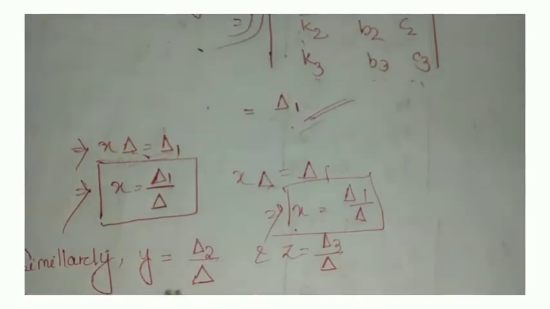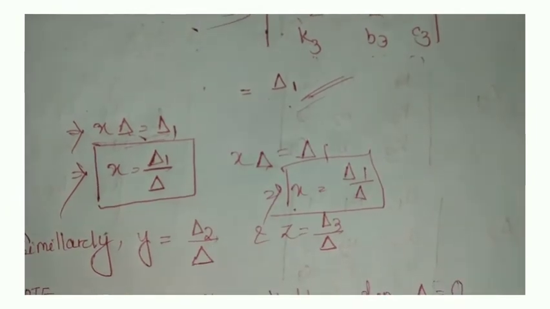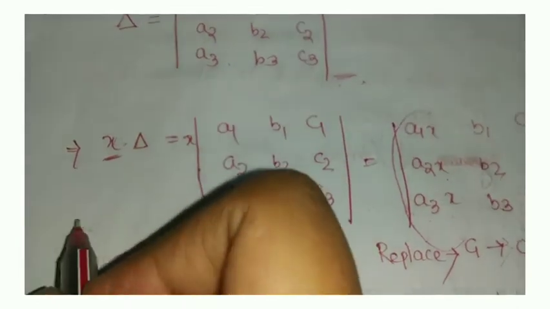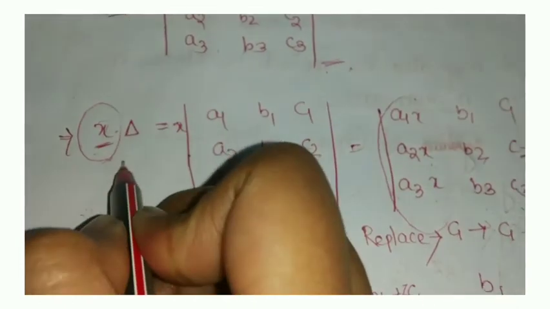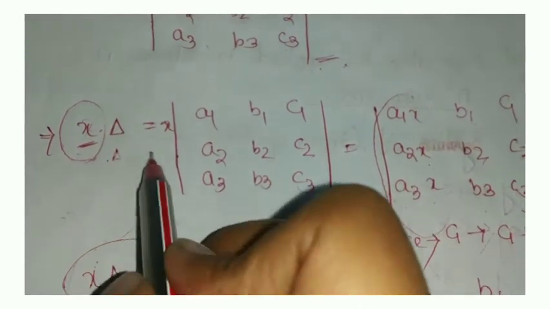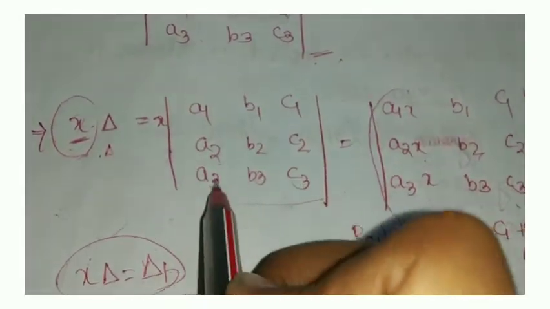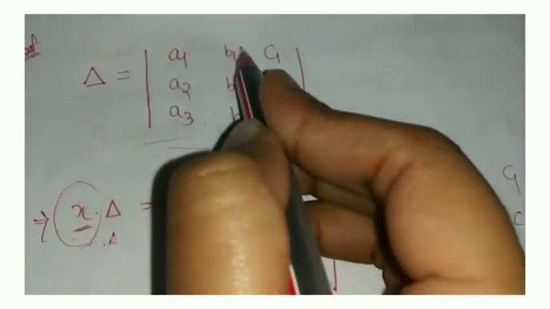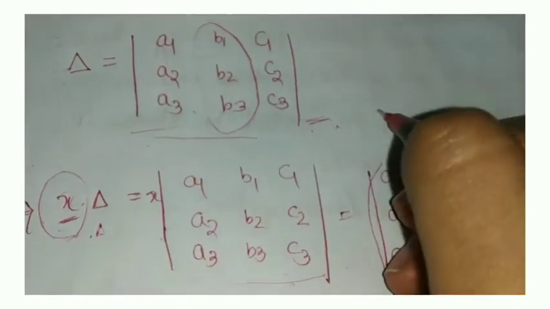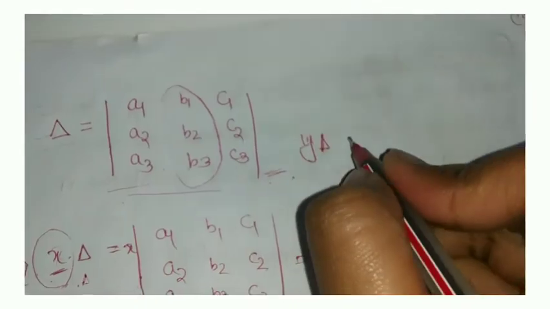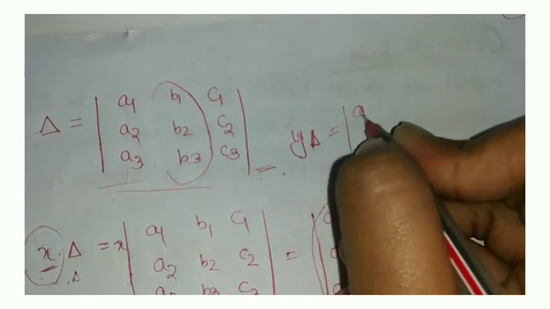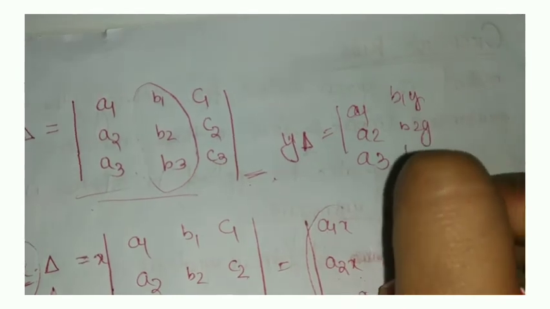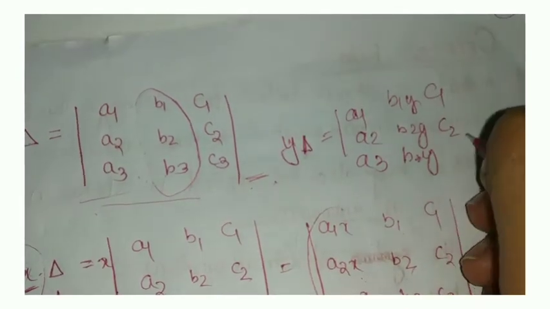Similarly, we get y is equal to del 2 by del. How? Here we multiply y in determinant del. So y is multiplied with any row or any column of this determinant del. So we multiply y in the second column of this determinant. So we get y del is equal to a1, a2, a3, b1y, b2y, b3y and c1, c2, c3.